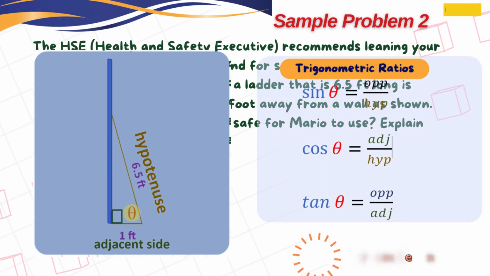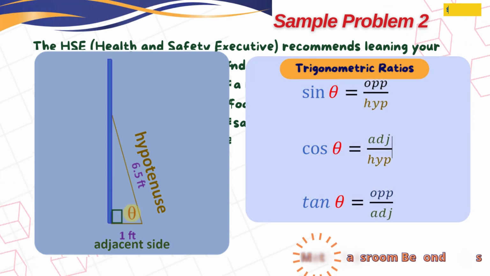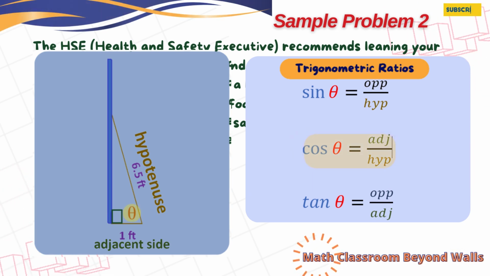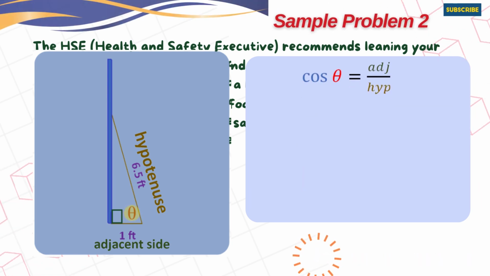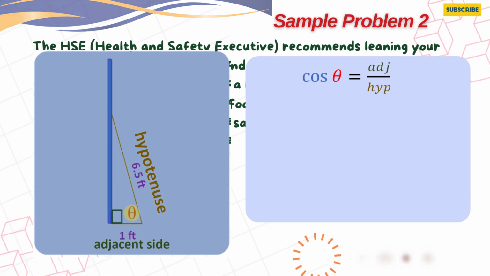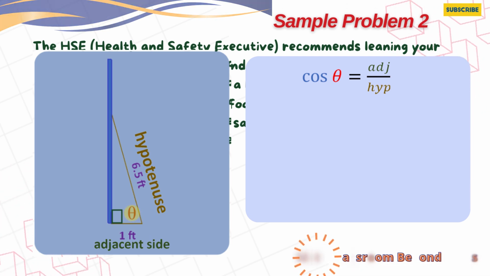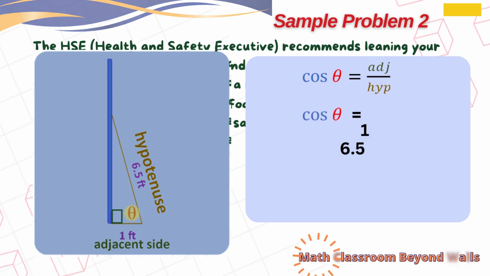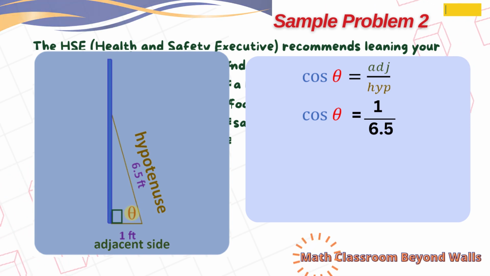Of the three trigonometric ratios, which one has the adjacent side and the hypotenuse? You are correct. It is cosine. Now, we write the ratio. So cosine theta is equal to adjacent side over the hypotenuse. Look at our figure and plug in the values given into our equation. So we have cosine theta is equal to 1 over 6.5.